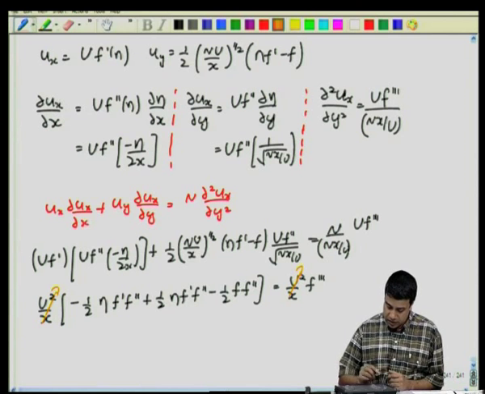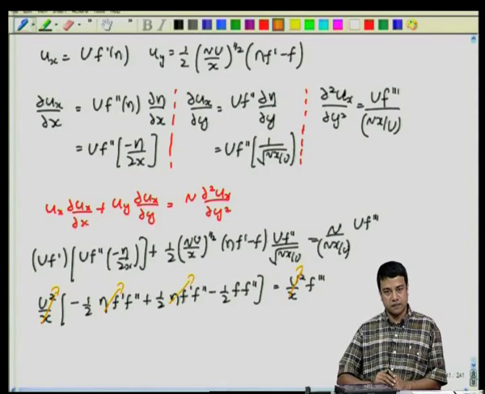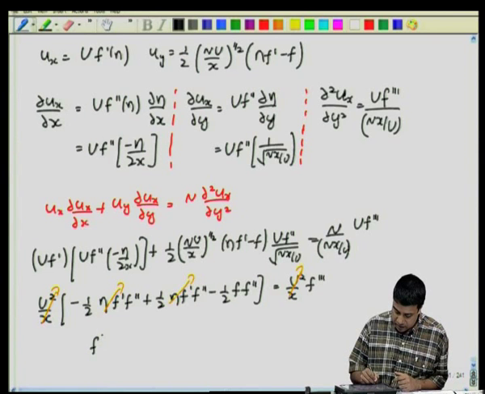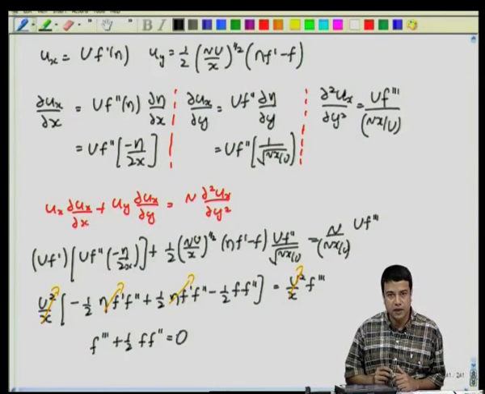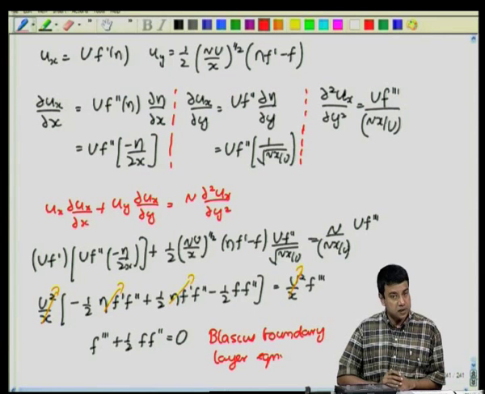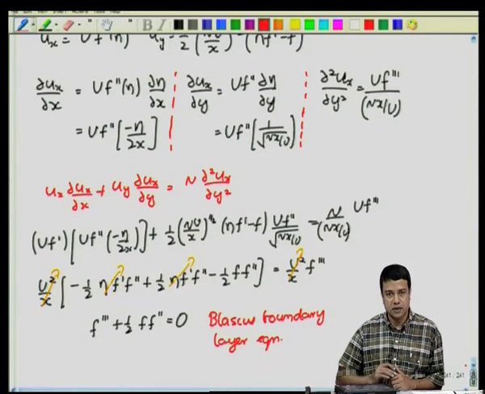In addition, these two terms also cancel out. You can see it is minus half eta f prime f double prime plus half eta f prime f double prime. And finally, you get the equation for the scaled stream function of the form f triple prime plus half f f double prime is equal to 0. This is called the Blasius boundary layer equation. And this equation has to be solved subject to boundary conditions in order to find out what is the velocity field. So, this is for the scaled stream function.